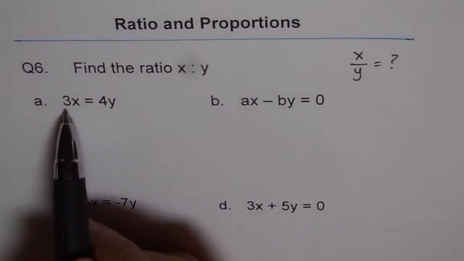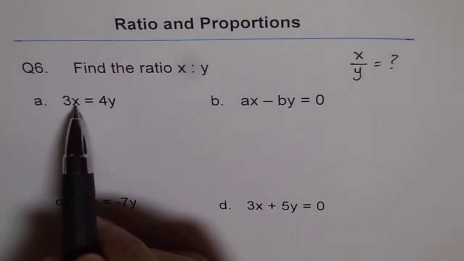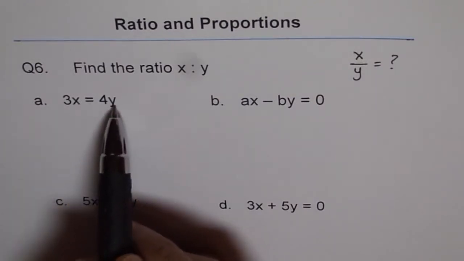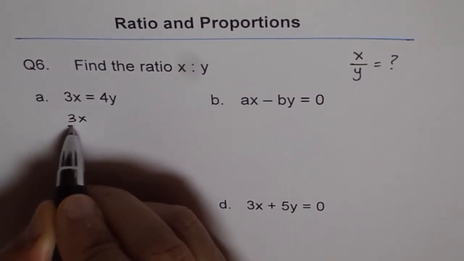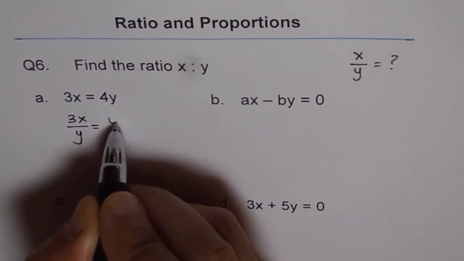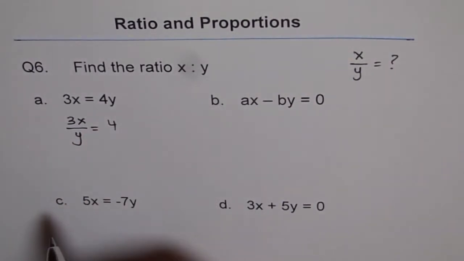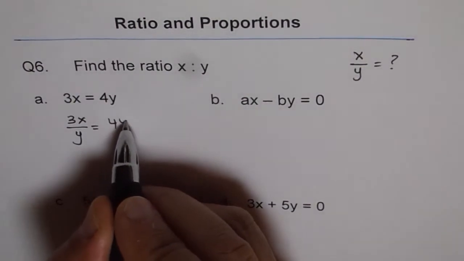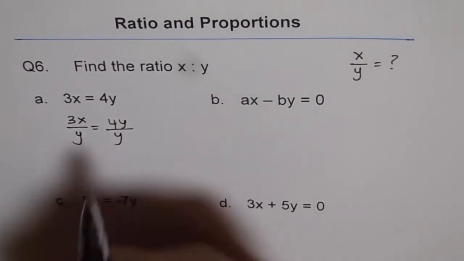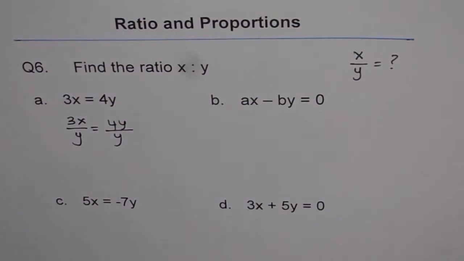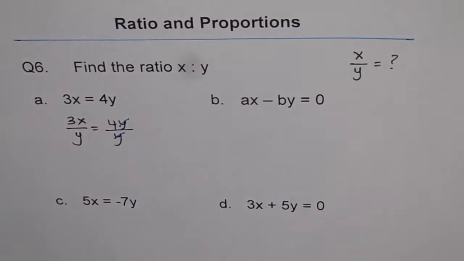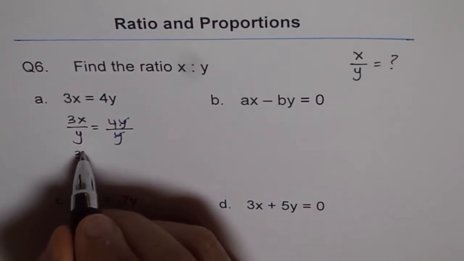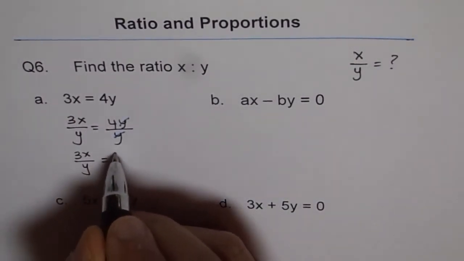Now here what we should do is we want x over y, right? So let's divide both sides by y. If you divide both sides by y, you get 3x over y equals 4, correct? Because y and y will cancel out. So it is 4y, I'm dividing both sides by y, so I can cancel this y. What do I get? I get 3x over y equals 4, right?